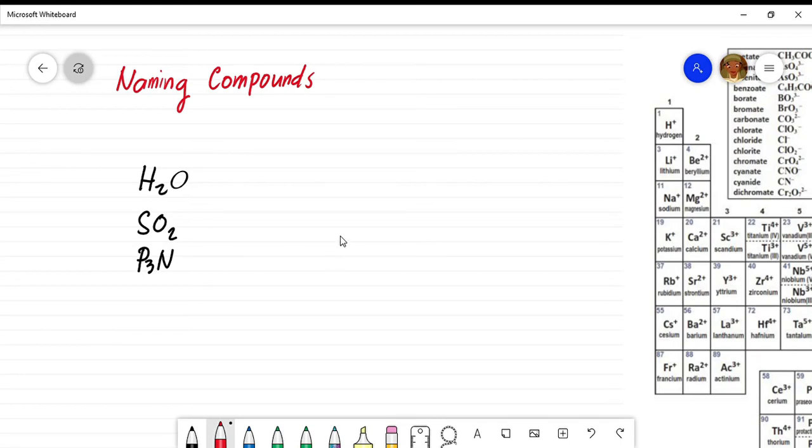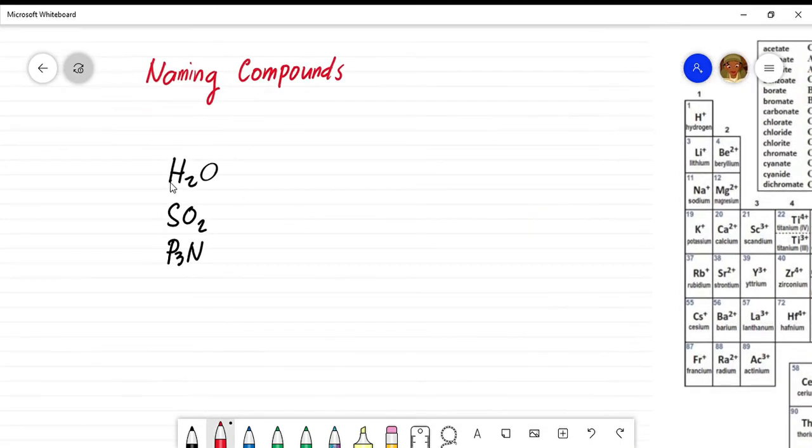Hi everyone, so today we'll be learning how to name compounds. We have three examples here at the moment. We have H2O, SO2, and P3N4. This one is triphosphorus tetranitride.